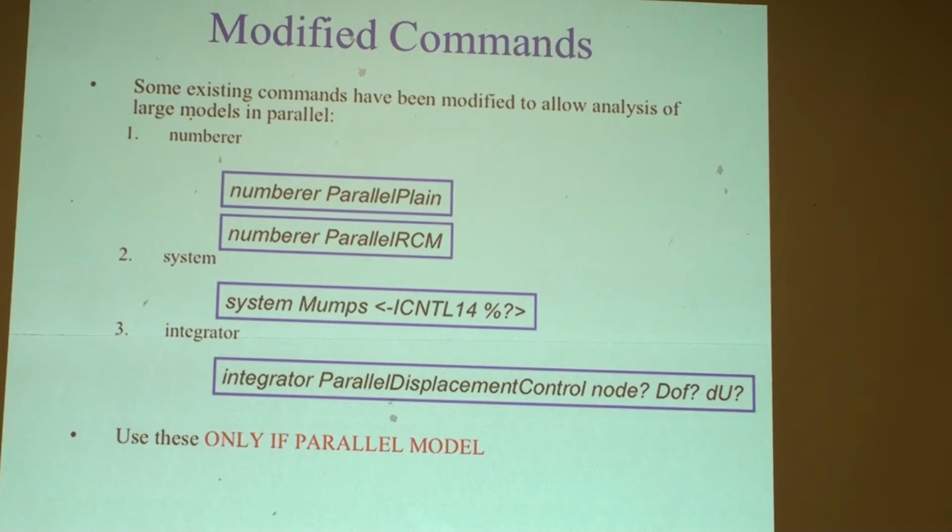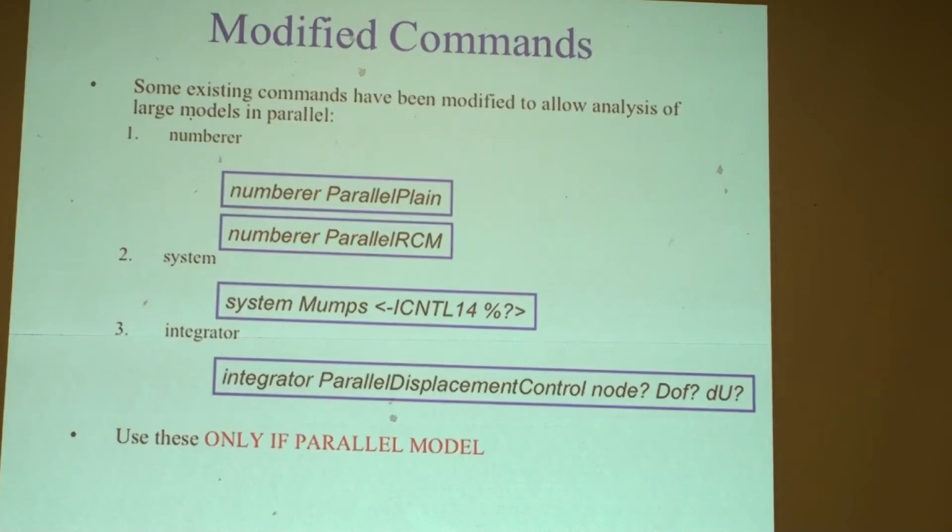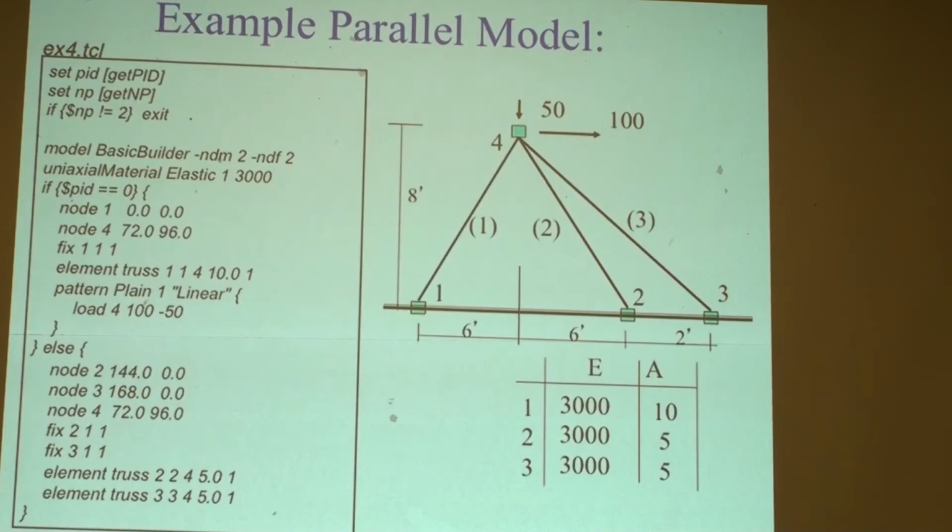And the important thing, you only use these if you've got a parallel model. If you want to do these sequential, independent things, do not use a parallel number, do not use a parallel equation solver, because then what it will try to do is, it'll try to make one big model out of all the models that are going on. So it's going to crash and burn, because it can all be going through different steps in the analysis. So these are only for the case where we have a large model we want to analyze in parallel.